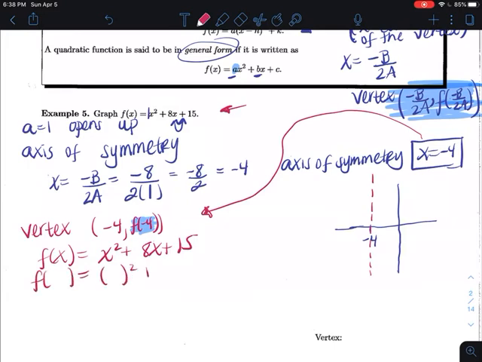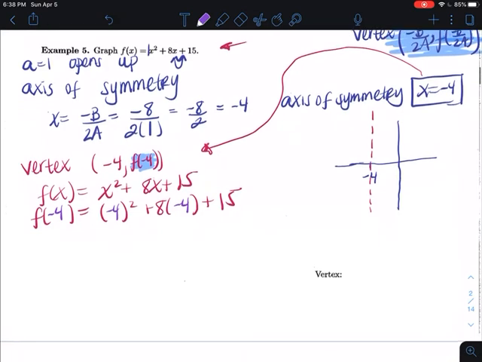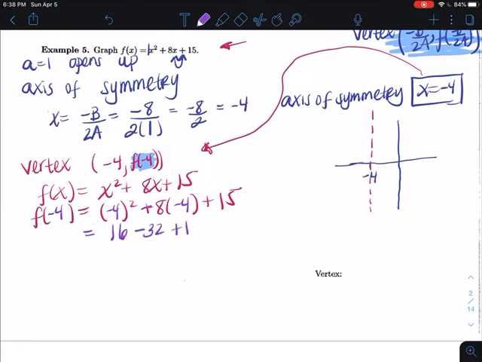First, we take the x out of the picture, put blank parentheses in its place, and inside the parentheses we put negative 4. Then we simplify. Remember, you only deal with the right side. Negative 4 squared is 16. And this is plus 8 times negative 4, so that's negative 32. And you still have that plus 15 at the end. Now you go from left to right. 16 minus 32 is negative 16, plus 15 is negative 1. So this is the y coordinate of your vertex.